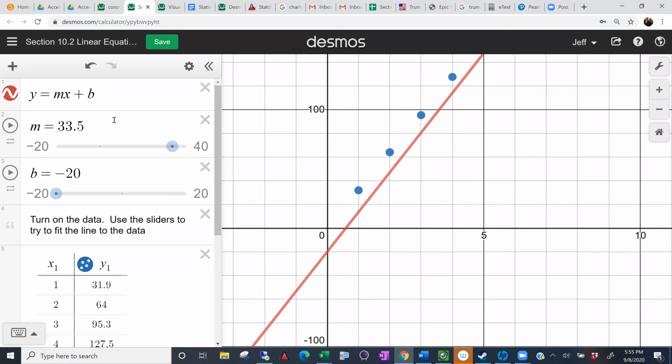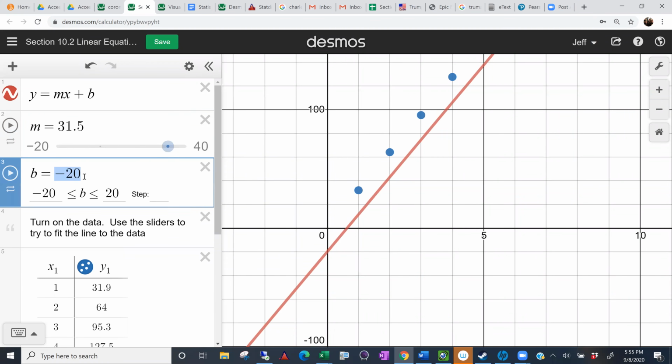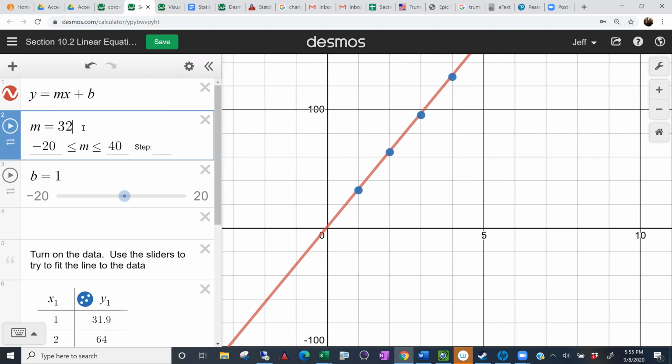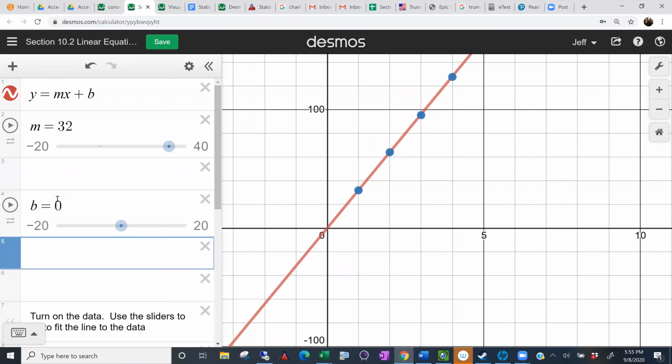Does anyone want to throw out there some values for m and b that gave you a pretty good fit? For m, I got 31.5, and for b, I got 1. Okay. That looks really good. Yeah, no argument with that. Another possibility would be 32 and 0 for those things respectively. Again, both of those look like really good fits.